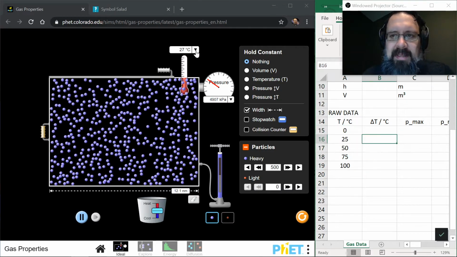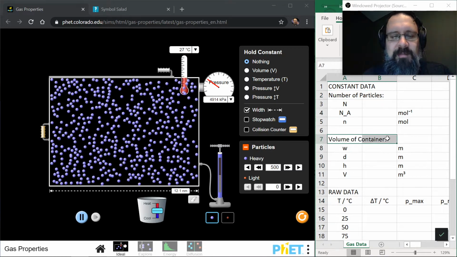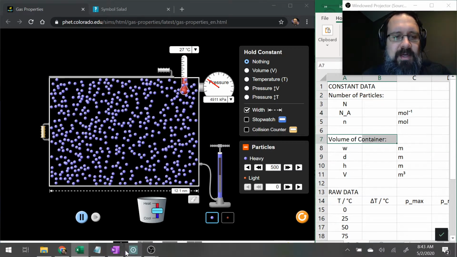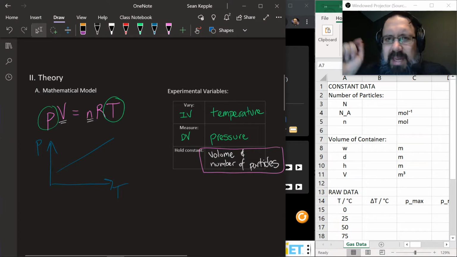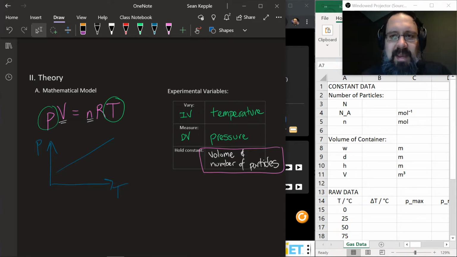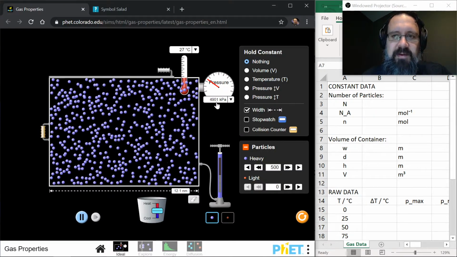Now, what that means is that when I go to choose how many particles I want and what volume to use for the container, remember those were the constant variables. Those are the things that are going to be held constant. You get to pick what you want those to be and what you're going to set those to. So pick numbers that make sense. Pick numbers that will minimize these fluctuations.